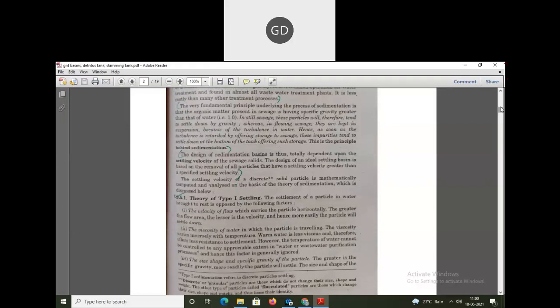For that also, we have different types of theories. We have some theories for the settling, and this type of settling is known as type 1 settling. Whatever settling is happening here is known as type 1 settling. There are different theories of type 1 settling. The first theory is the velocity of the flow, which carries the particle horizontally. The flow is happening horizontally, so what is the velocity of the wastewater on which the particle is being carried.